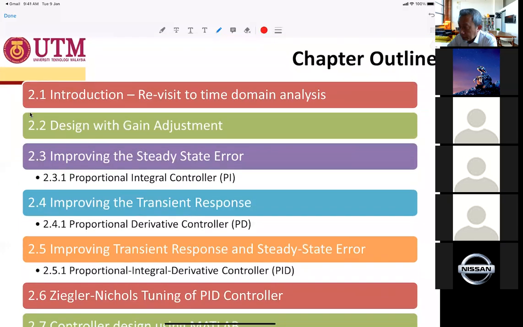So in today's lecture, I will talk about some introductions, revisit to the time domain analysis, design with the gain adjustment, improving the steady state error using a proportional integral controller or PI controller, improving the transient response by using a proportional derivative controller, PD controller, improving transient response and steady state error by using a PID controller.